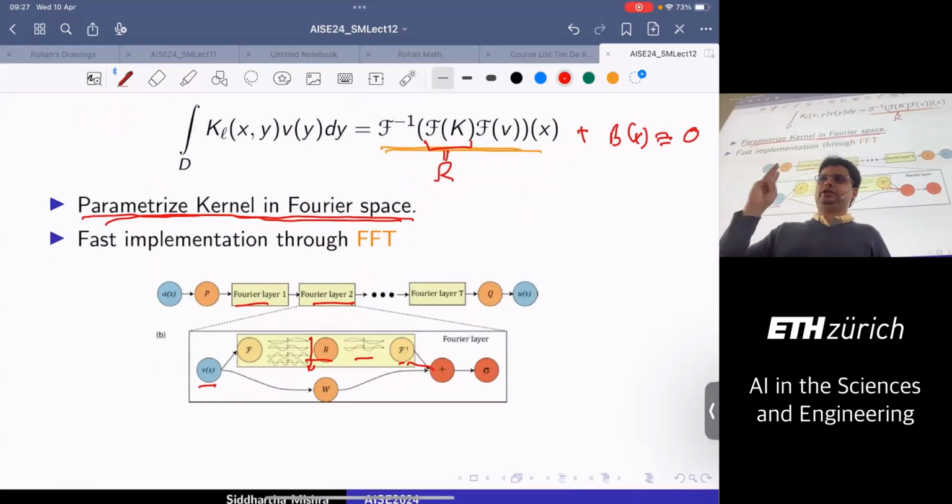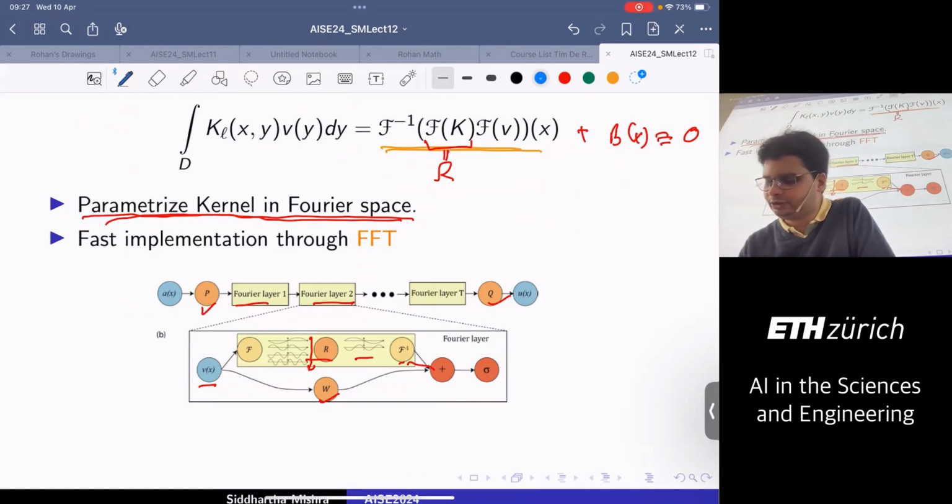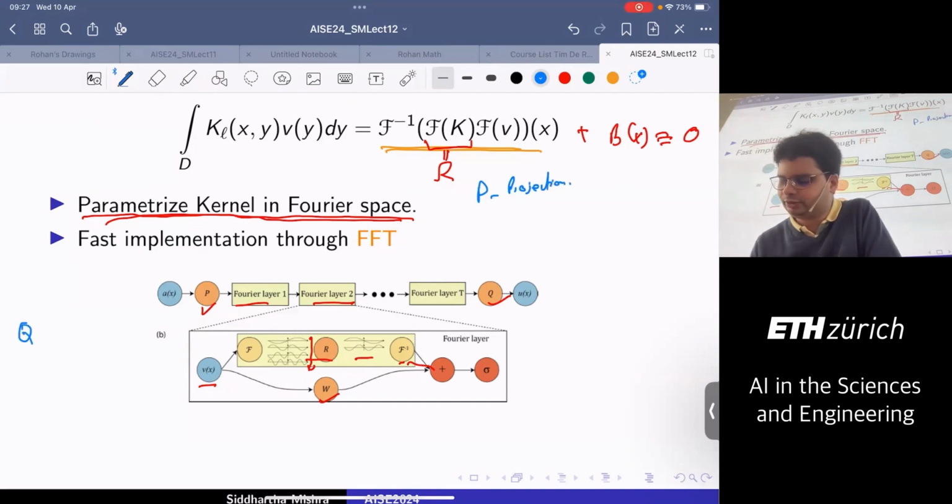There are 3 additional ingredients that give the power to this method. These are this P here, this Q here, and the W here. I'll explain that in a second. These are very easy operators to explain. So this P is what is called a projection. Q is what is, no, other way around. Okay, so P is what is called a projection.